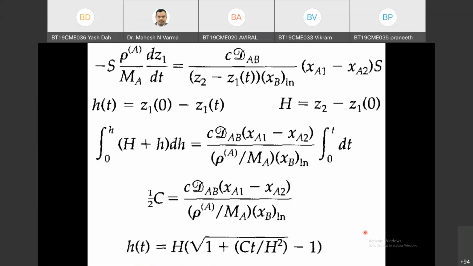So this is clear, how to handle it when there is a variation because of evaporation, height is varying. In fact, I think you might have used the same equation when you did a Stefan's tube experiment in mass transfer. Have you done a Stefan's tube experiment in mass transfer?